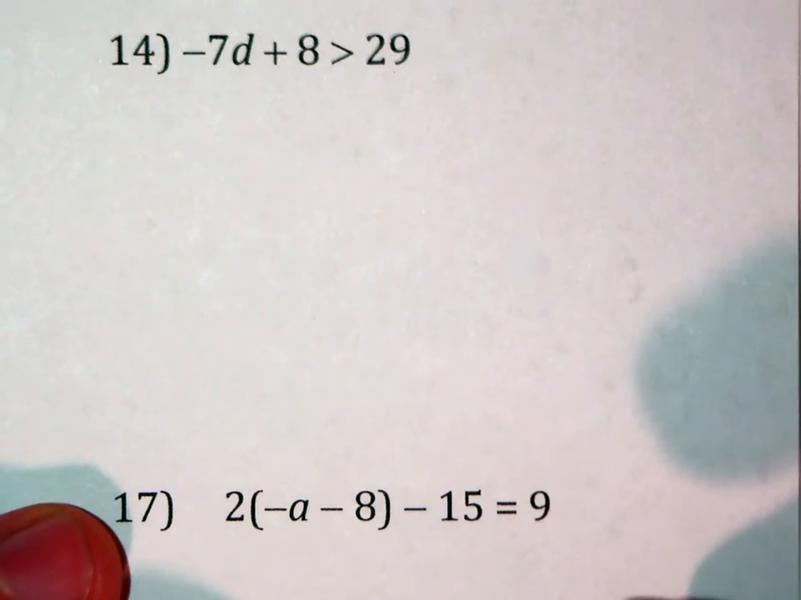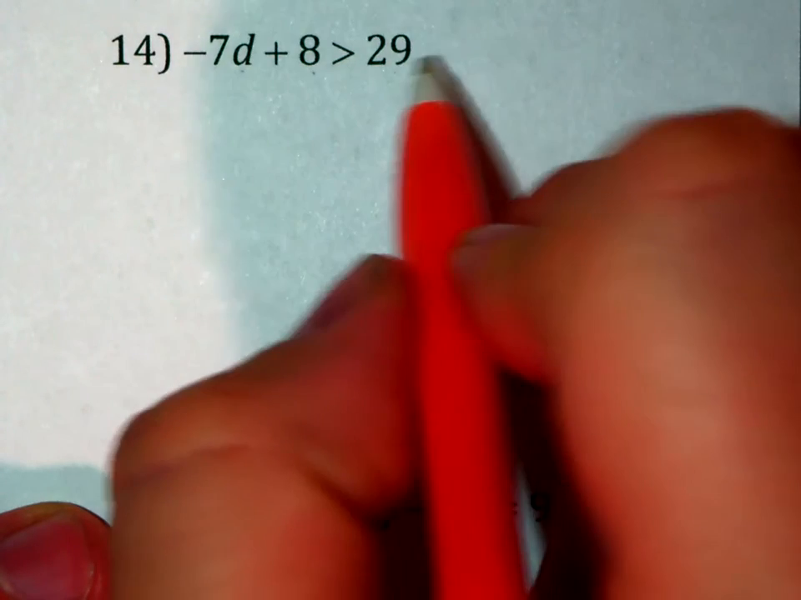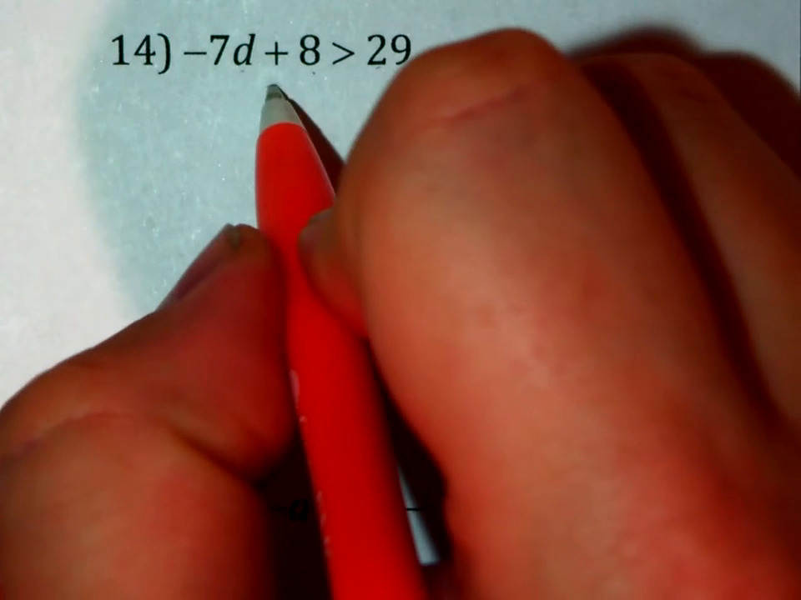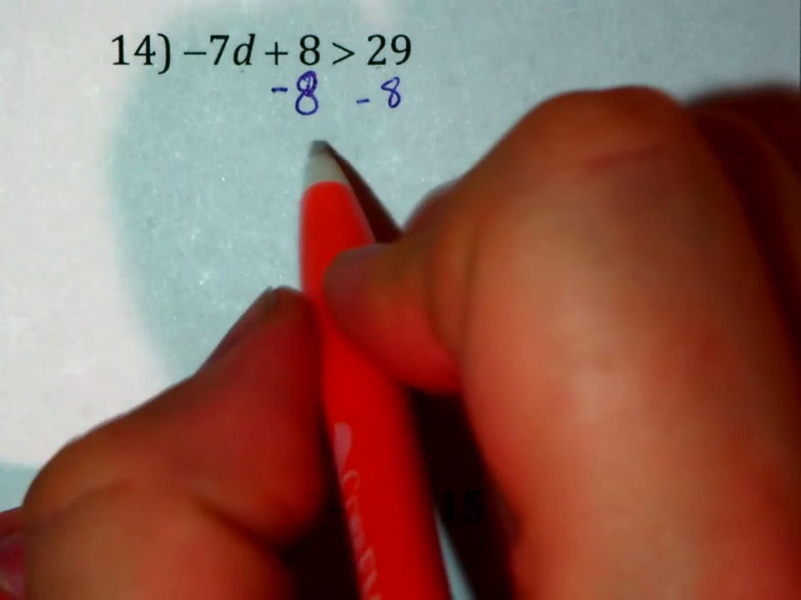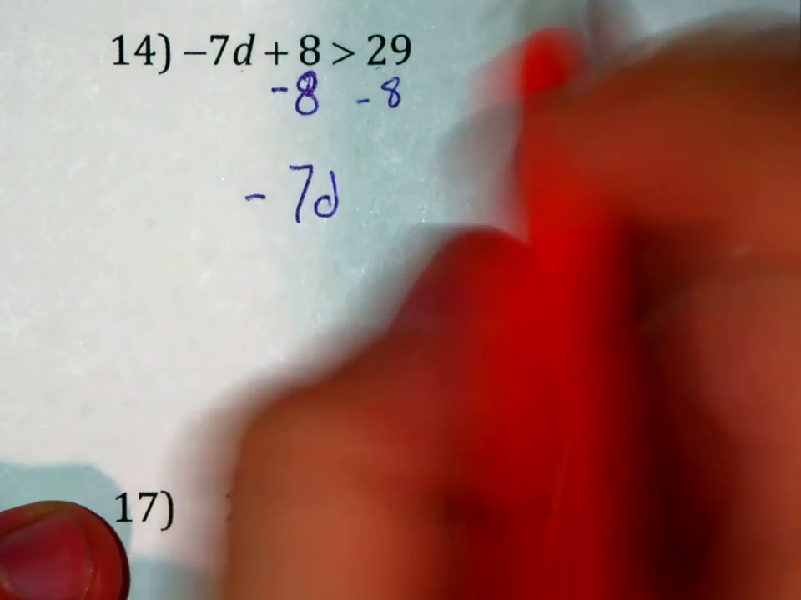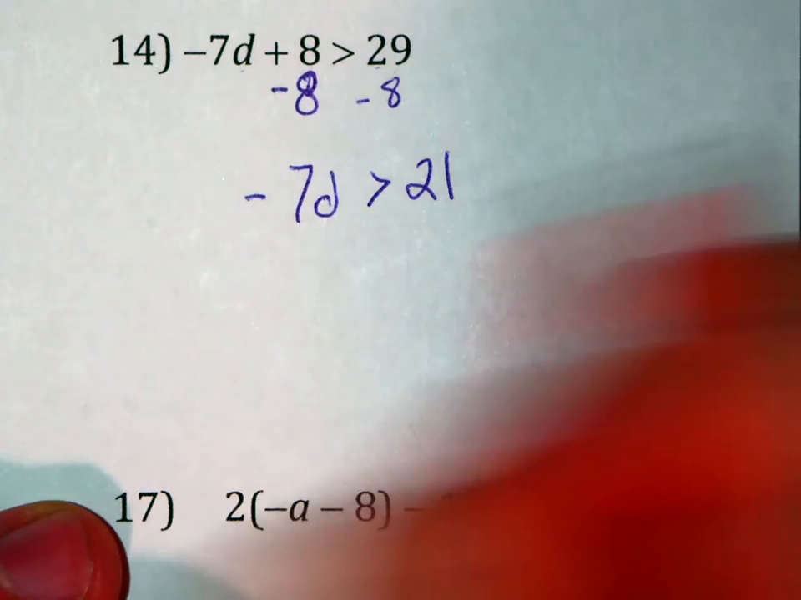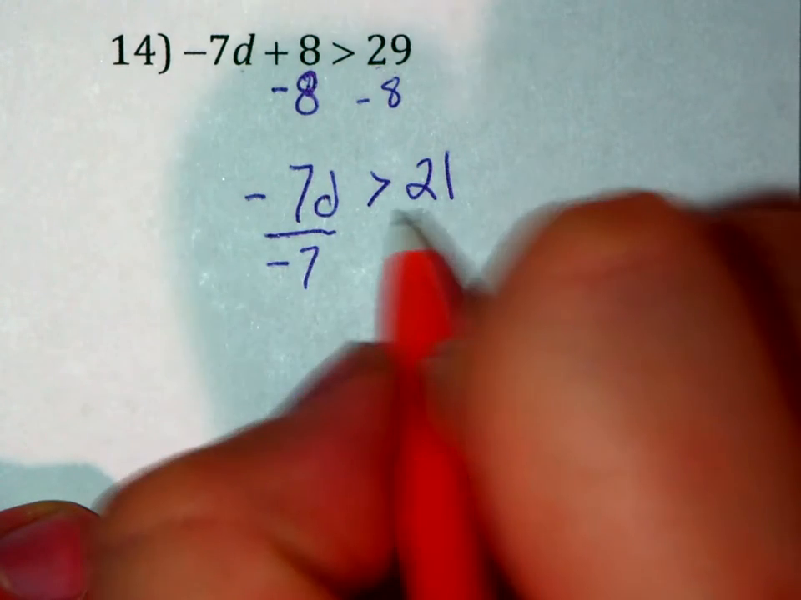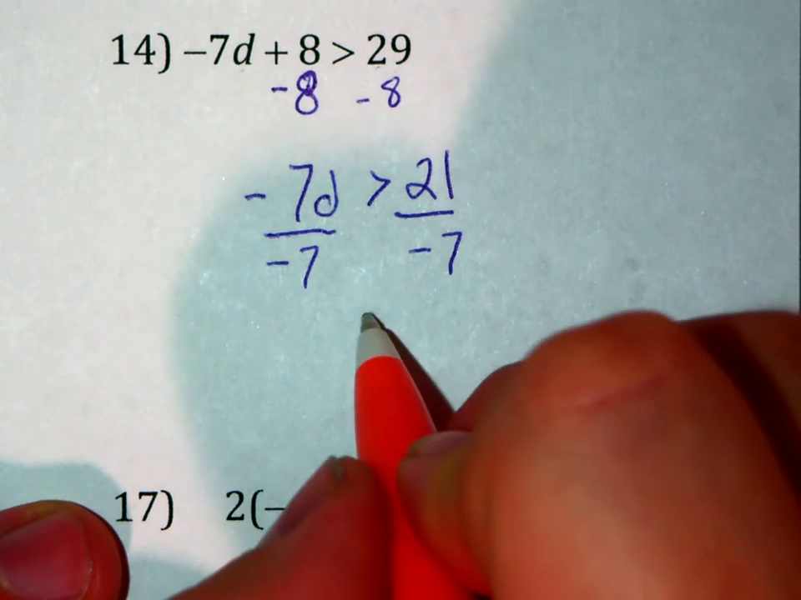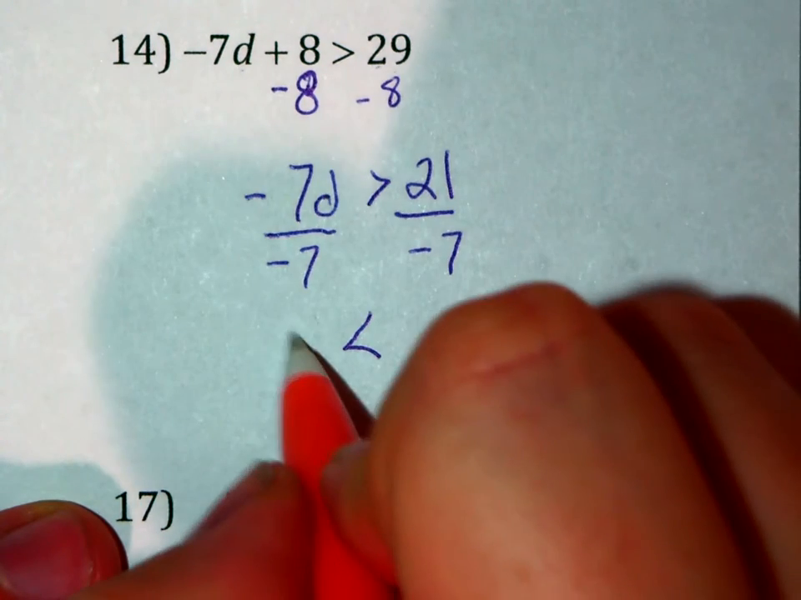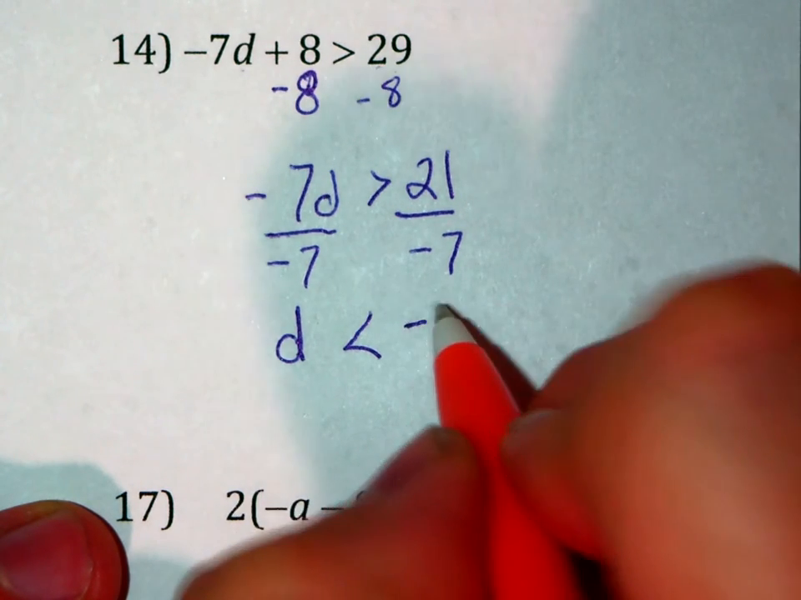Number 14, another inequality. Negative 7d plus 8 is greater than 29, so I want to first subtract 8 from both sides. So negative 7d is greater than 21. Divide by negative 7 on both sides. If I divide by a negative on both sides, then I need to flip my inequality symbol. And d is less than now negative 3.